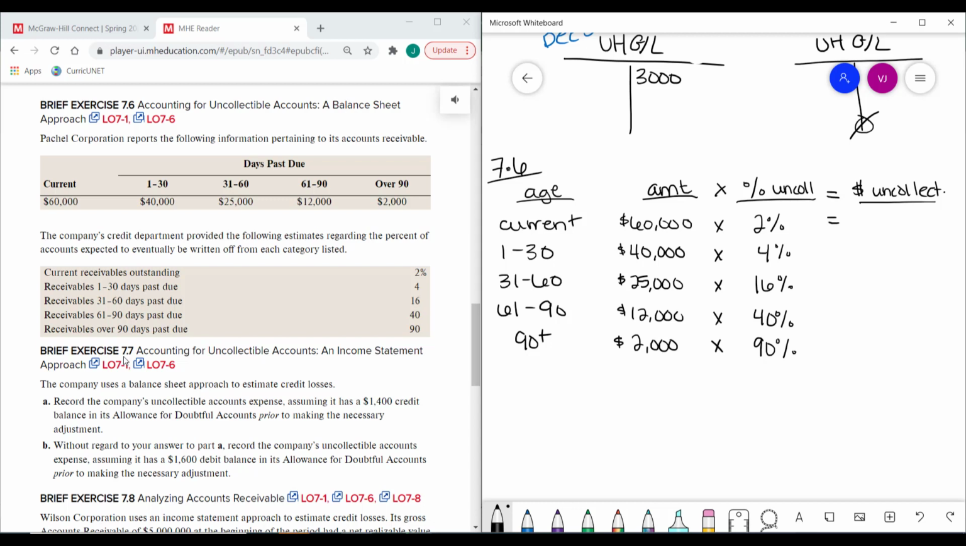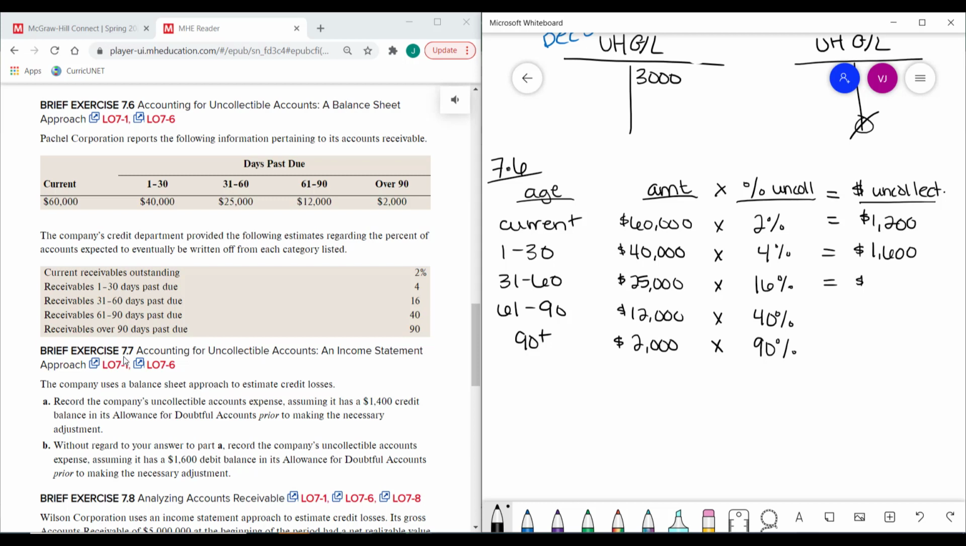Okay, so 2% of 60,000, that's $1,200. So basically, of the accounts receivable that isn't past due yet, based on our experience, about $1,200 of that will be uncollectible. We'll have to write off sometime in the future. 4% of that we expect will be written off for the next category. 4% of 40,000, that's $1,600.